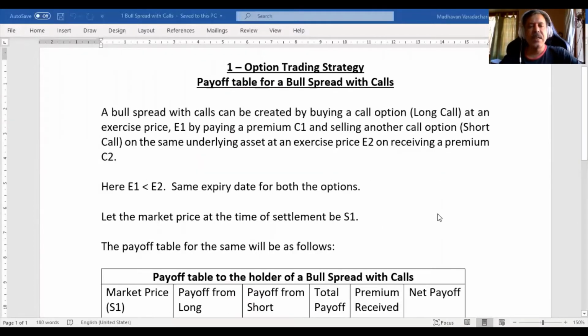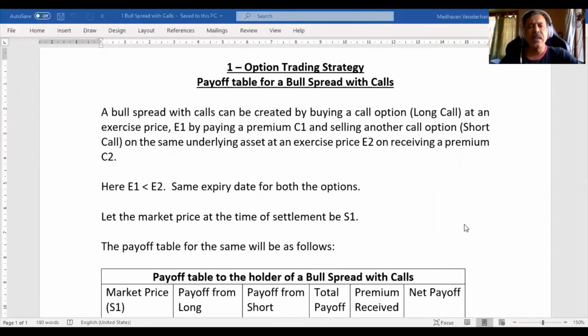Now let us consider the market price at the time of settlement. Let us consider that to be S1. So how do we create a payoff table? This market price at the time of settlement can be either less than the least exercise price, or it can be in between these two exercise prices, or it can be larger than the largest exercise price. These are the three different possibilities.